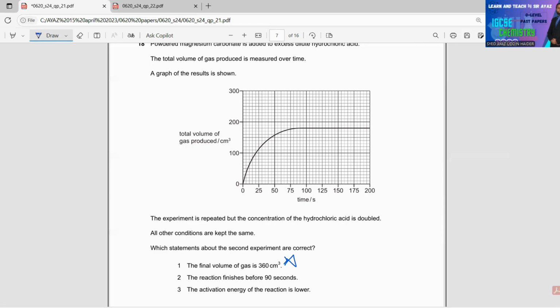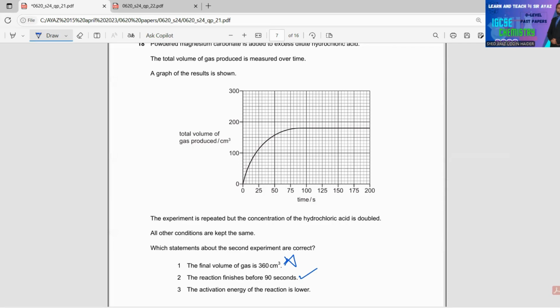Number two, the reaction finishes before 90 seconds. This is the correct statement because if you double the concentration, the reaction will take place at a faster rate and it will definitely finish before 90 seconds. So 2 is correct. What about 3?